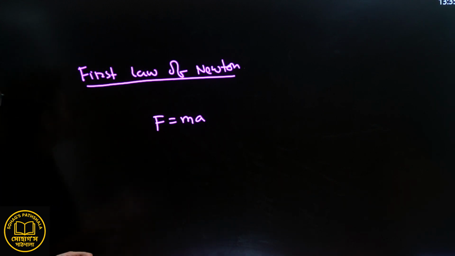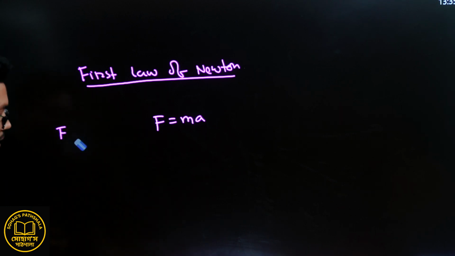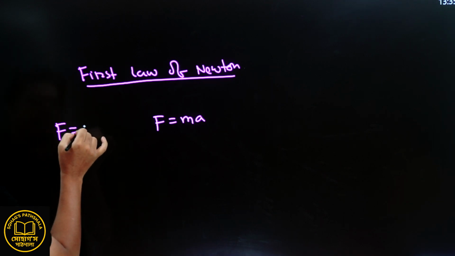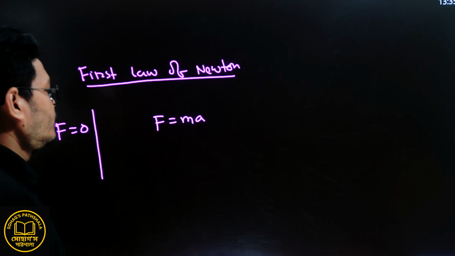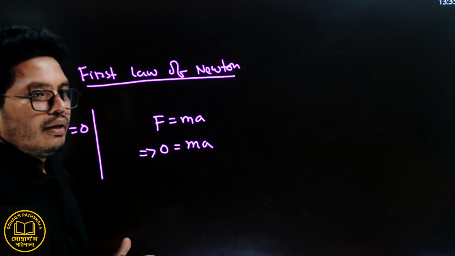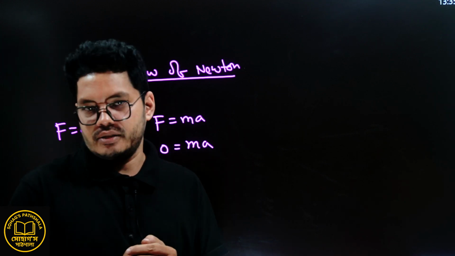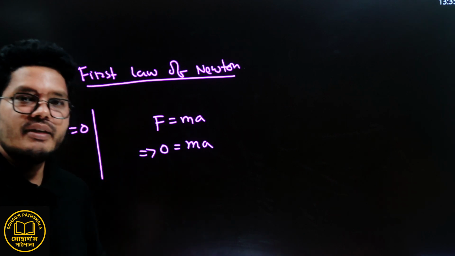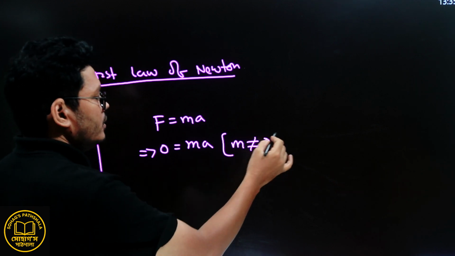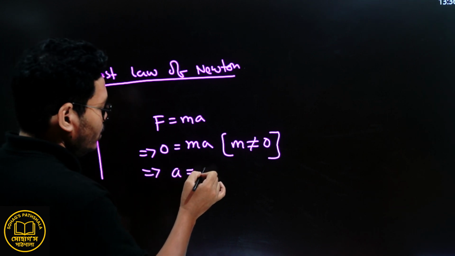If you don't apply any force, that means F equals 0, because no force is applied. So F equals 0, then 0 equals ma. Now see, between these two parameters, m cannot be 0, because m is the mass of an object. If there is an object, there is a mass. So m is not equal to 0. Then of course a is equal to 0.